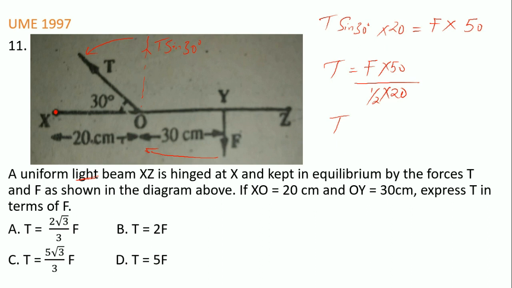So T, I'm pretty sure I didn't make any mistake, because okay, we have F times 50, then we have T sine 30 times 20, yes, so 1/2 of this, that is 10, 10 in this, that is going to be 5, so we have 5F, which is going to be option D. Wow, we're having option D here. Okay.